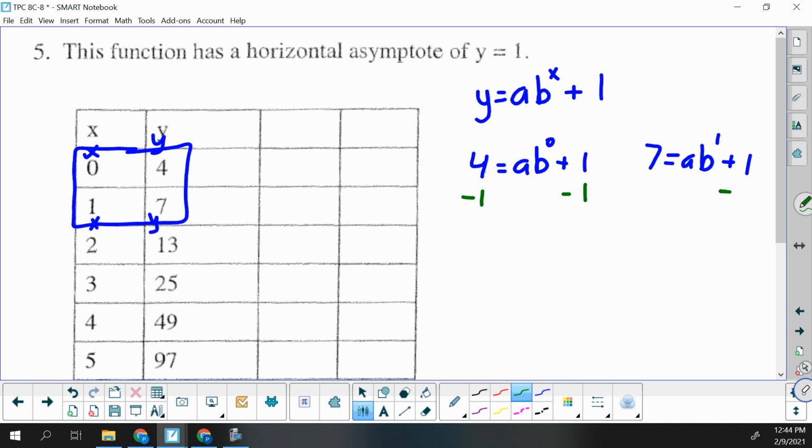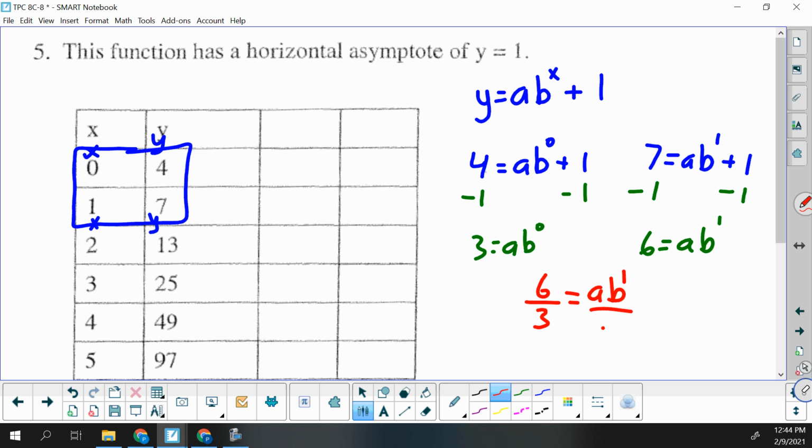Subtract your 1's over in each case, and we'll get 3 equals a times b to the 0. And 6 equals a times b to the first. Divide your equations with the one with the bigger exponent going on top. So we'll have 6 over 3 equals ab to the first over ab to the 0. 6 divided by 3 is 2. The a's divide out. And when you subtract your exponents, you just get b to the first, which is b.